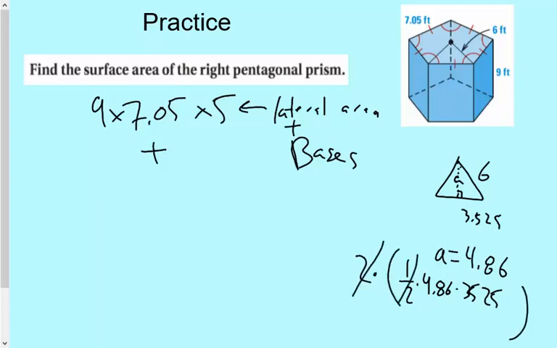just gets rid of that, and I can add 4.86 times the 35.25, and 171.32, and just add those 2 together, and then you have your surface area. So there you go. That's an example.